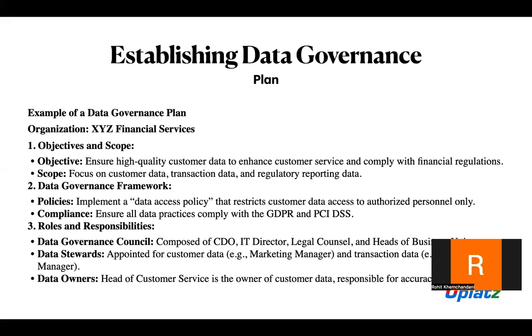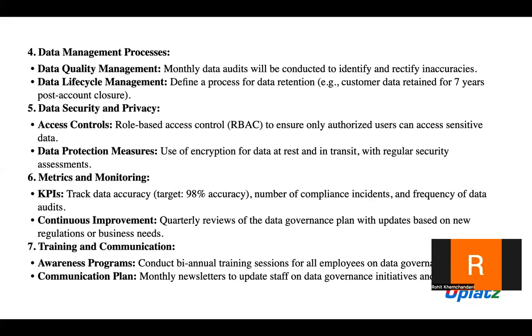So now we'll talk about the definition, because now we have understood the example of what we are actually trying to establish. We are trying to implement a data governance plan. To implement a data governance plan, firstly the objective should be clear, then the framework should be in place, roles and responsibilities should be there, processes should be defined, we should have discussed security and privacy, metrics to monitor, and lastly training and communication.